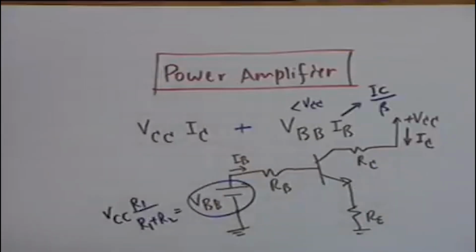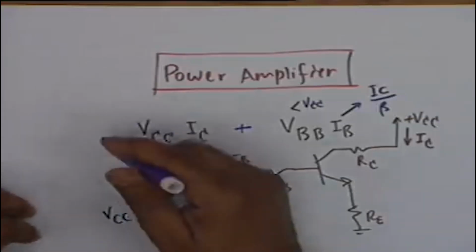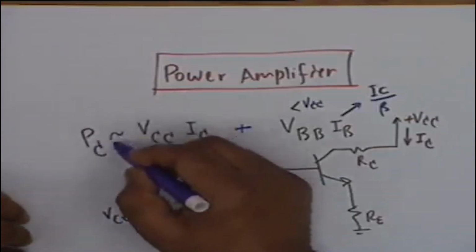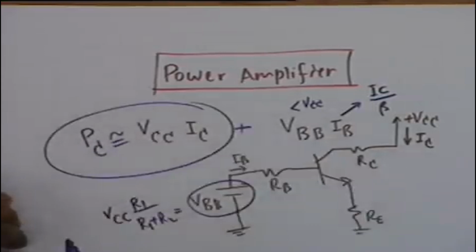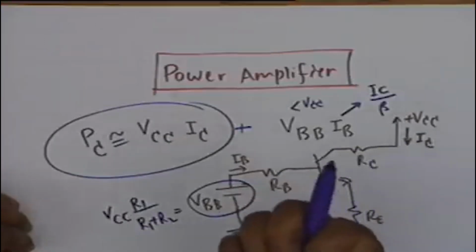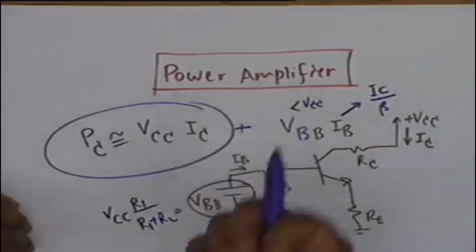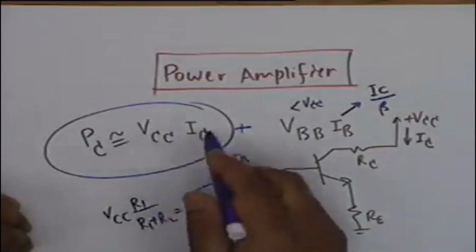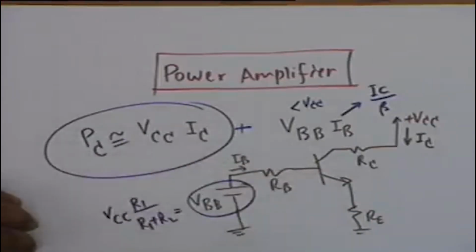So the total power taken from the battery, call this P sub C, is approximately equal to VCC IC. Is the reason clear? That the power taken in the base circuit is much smaller than the power taken in the collector circuit, and therefore the power taken is VCC IC.